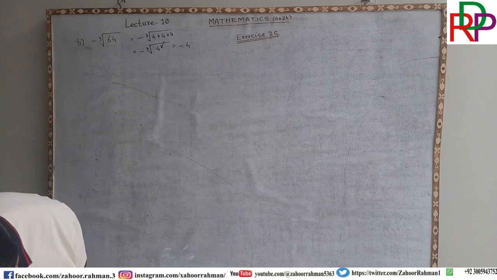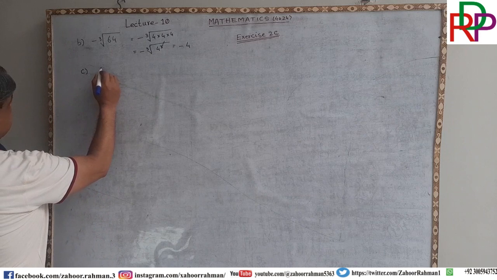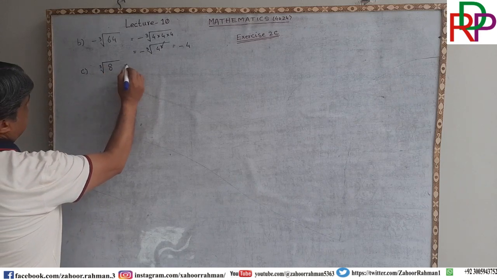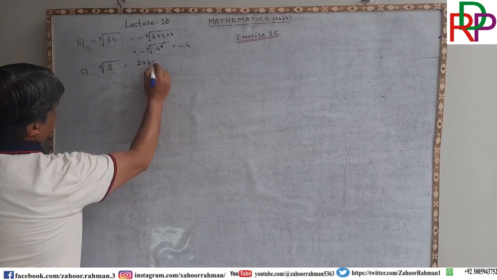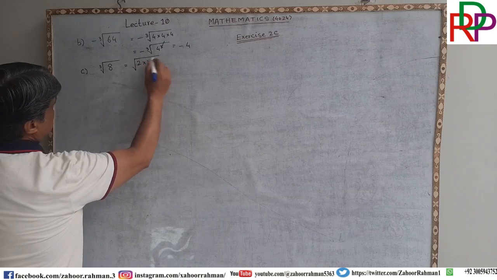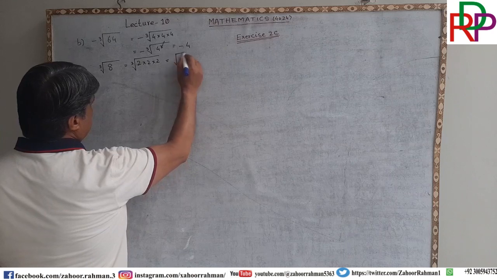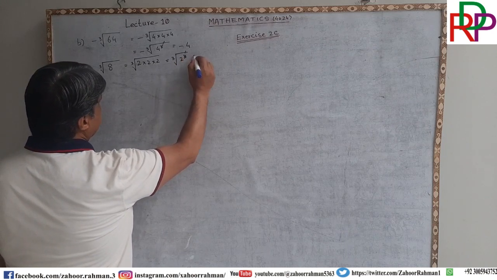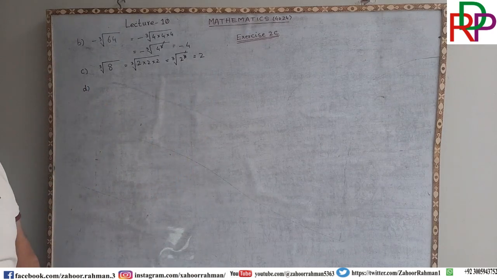Now the C part is saying cubic root of 8, which is equal to the cubic root of 2 multiplied by 2 multiplied by 2, and that is equal to the cubic root of 2 cube. We will cancel this, so 2 is the answer. Now D part is very important.